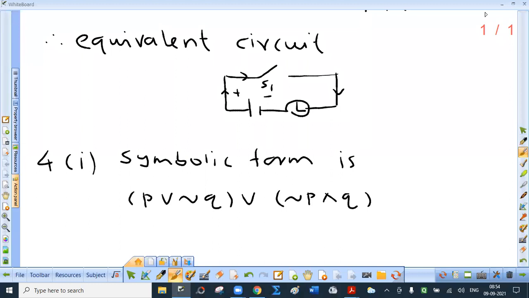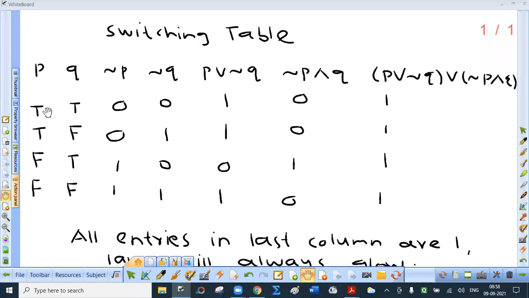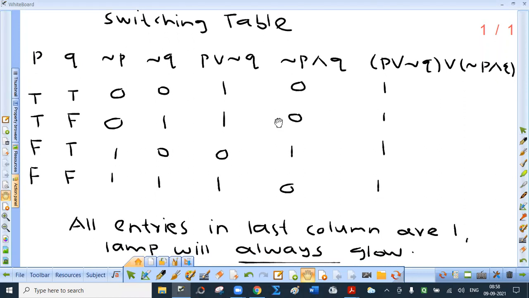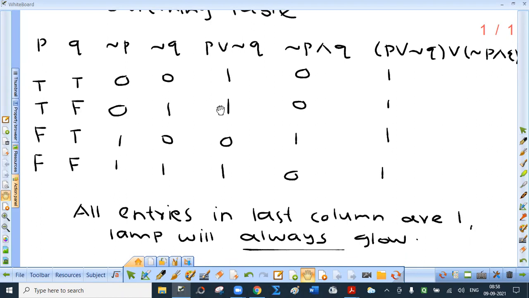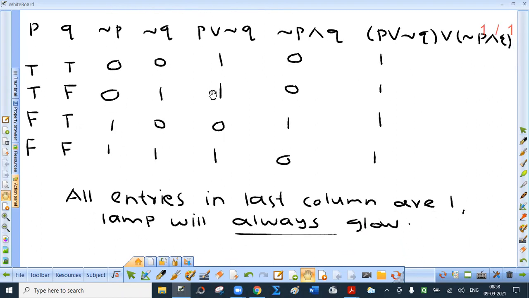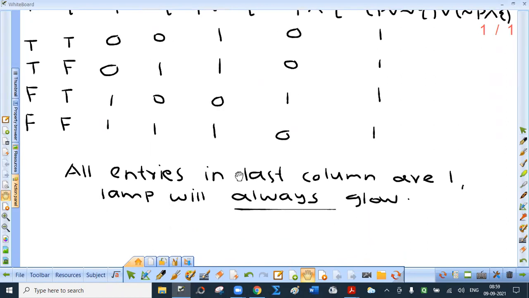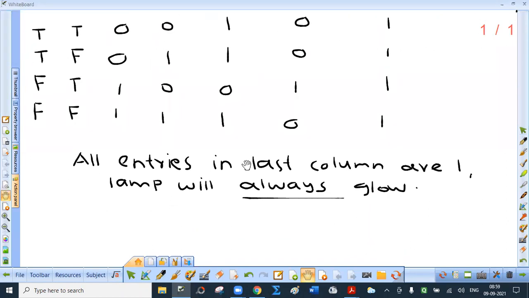Now input output table. Actually, in the first column also, I should have written 1100, second column 1010. In exam also, instead of T, you have to write 1, instead of F, you have to write 0. So you will notice that all entries in the last column are 1. Each entry is 1 rather. So the conclusion is current always flows irrespective of the position of the switches. So here I have written that lamp will always glow. So this is for the first part.